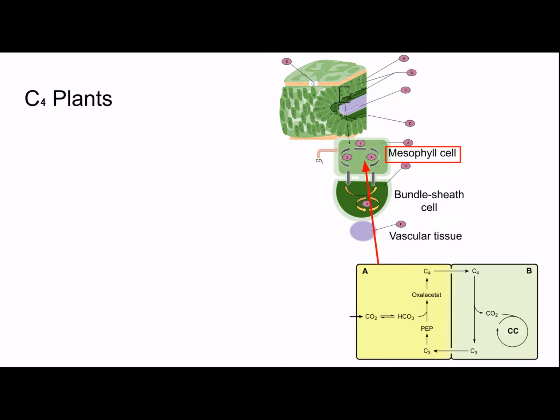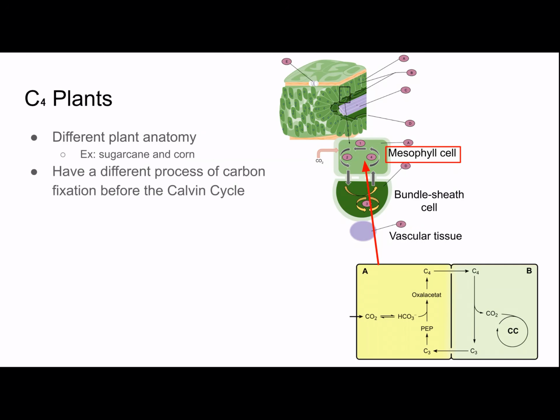But of course, there's a solution to this problem, basically. C4 plants have a different plant anatomy. Examples include sugarcane and corn. They have a different process of carbon fixation that happens before the Calvin cycle. The first product is a 4-carbon molecule, which is why it's called a C4 plant.